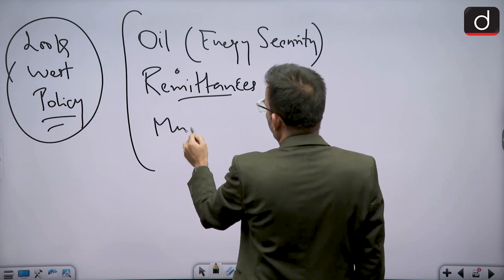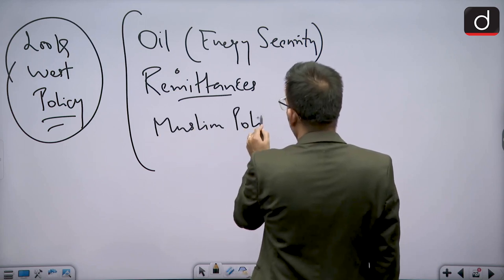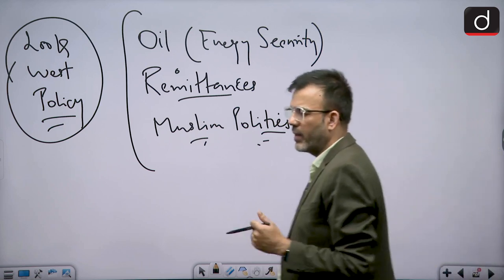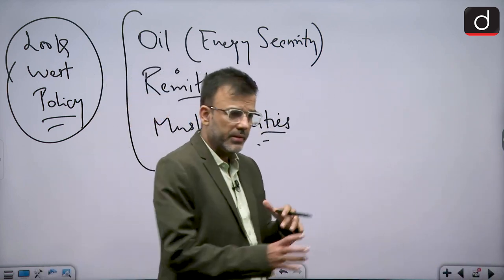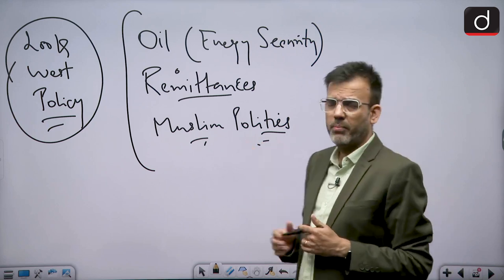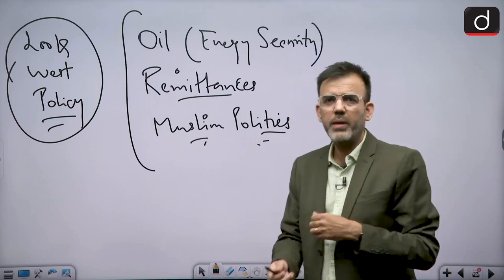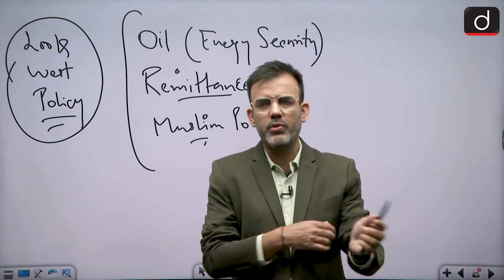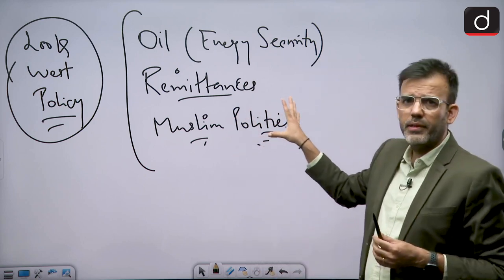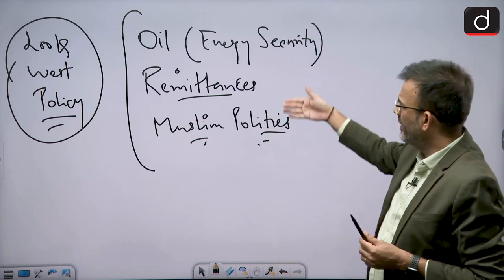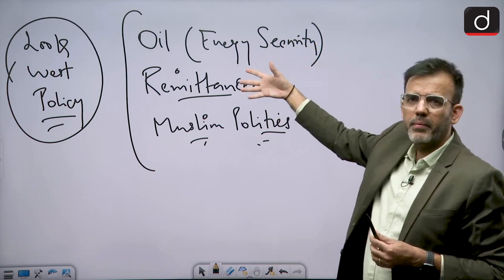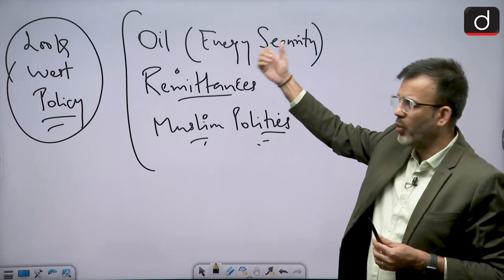Thirdly, the Muslim politics. Muslim politics means India has the second largest Muslim population anywhere in the world, and since these Islamic countries hold a special place in the heart of our Muslim population, extreme sensitivity towards these countries also becomes evident in India's foreign policy. So, Muslim politics also played a very important role, and this is the limited bandwidth which was there in India's Middle East centered policy, the Look West policy.